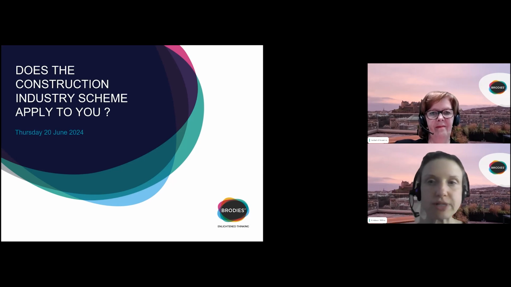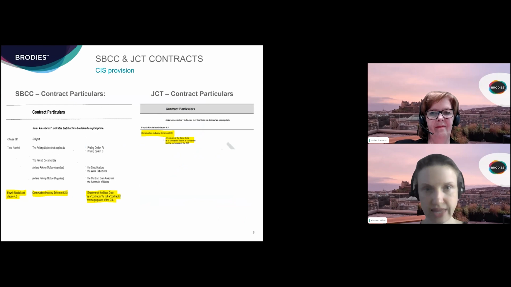If we could move on a couple of slides, please. Yes, that's the one there. Just the highlighted entries there are the ones that we need to complete in the SPCC and JCT form.